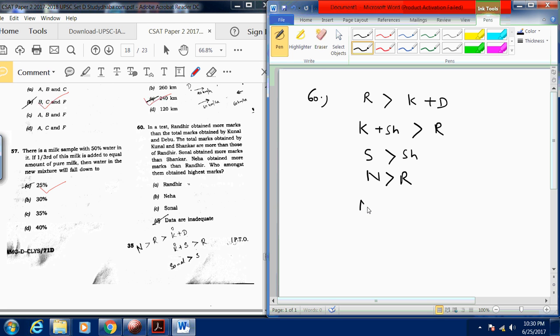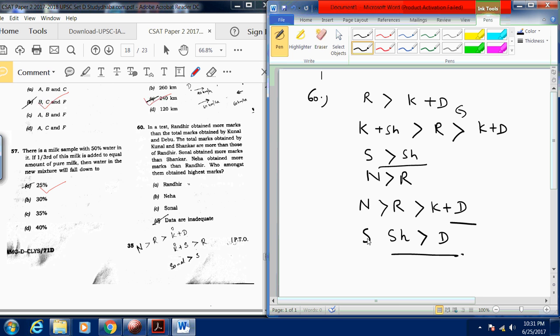Now N, that is Neha, is greater than Randhir. Randhir is greater than Kunal and Devu. And this is data. Who has the highest marks? Plus D from this. That means Shankar is greater than Devu. So one data we have this. So Sonal has more than Shankar, Shankar has more than Devu. And one data we have Neha greater than Randhir. So who obtains the highest marks is not clear from these two. So this data is inadequate.